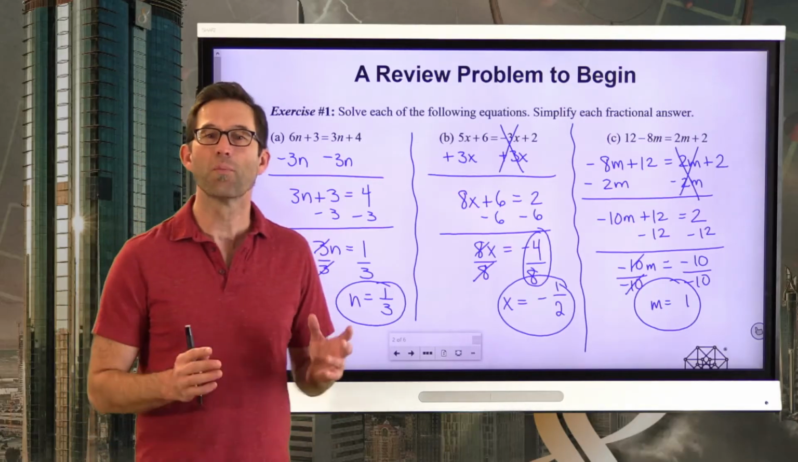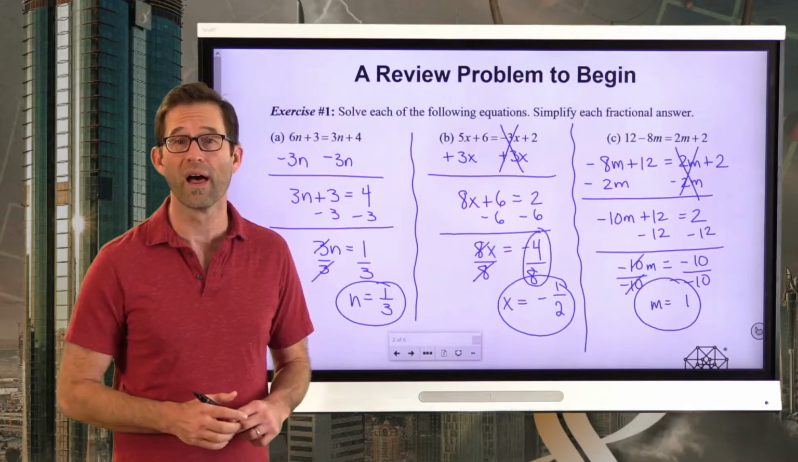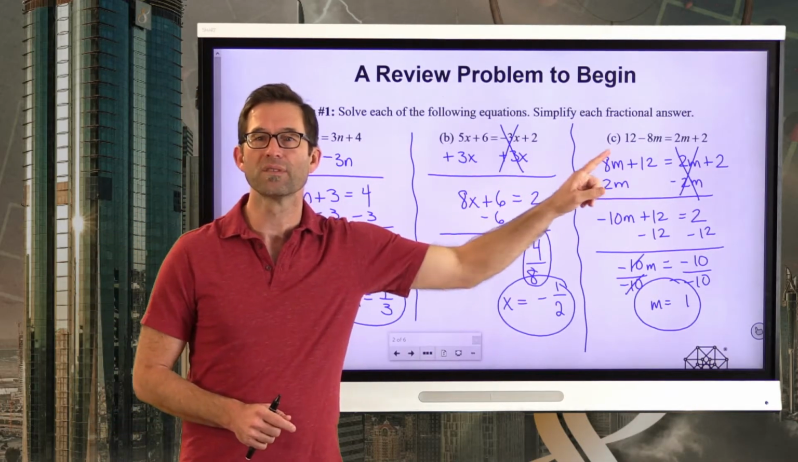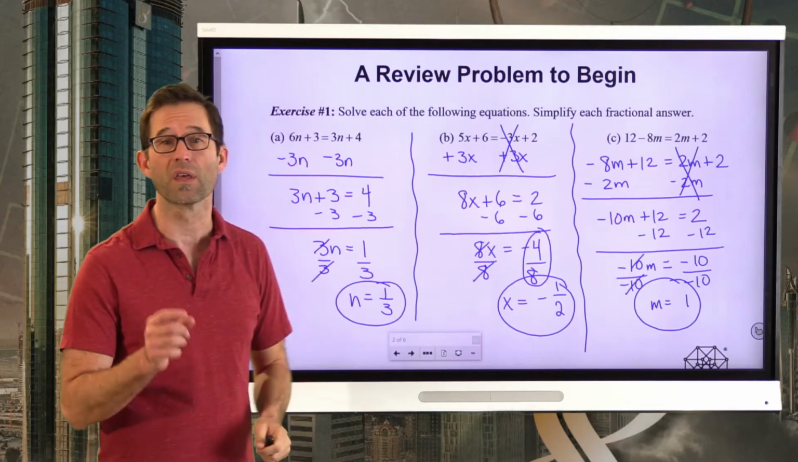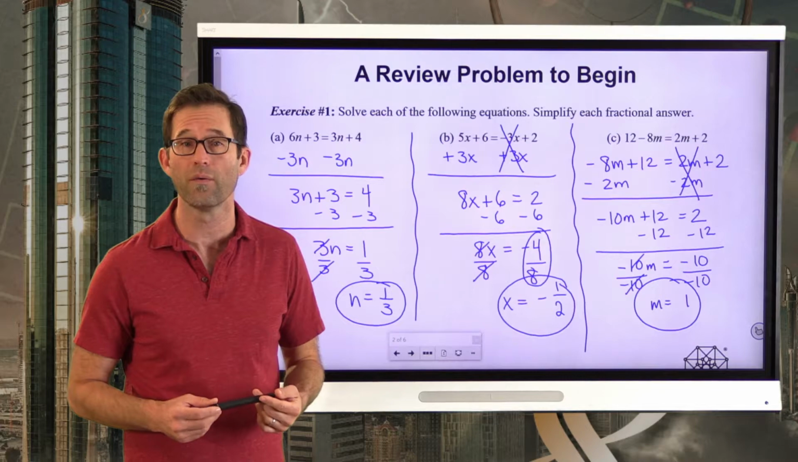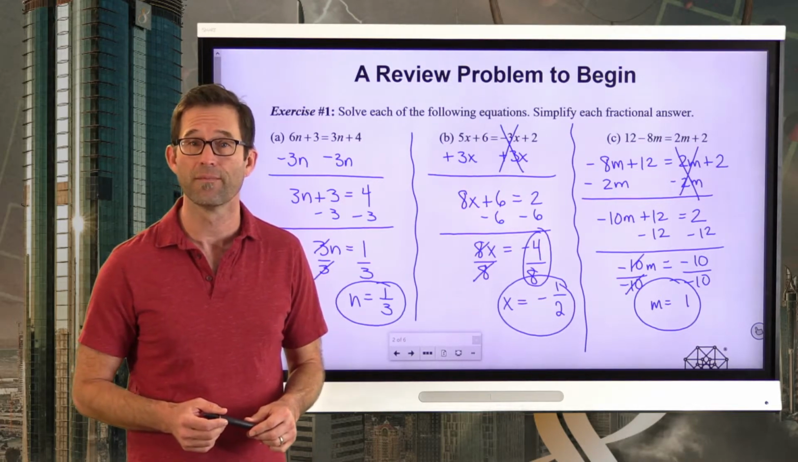So primarily here we've got review, right? Nothing all that different from what we did in the last lesson. Maybe we got some fractions involved. Maybe we had to take this expression 12 minus 8m and use the commutative property of addition to rewrite it as negative 8m plus 12. But it was all basically what we had done in the last lesson.